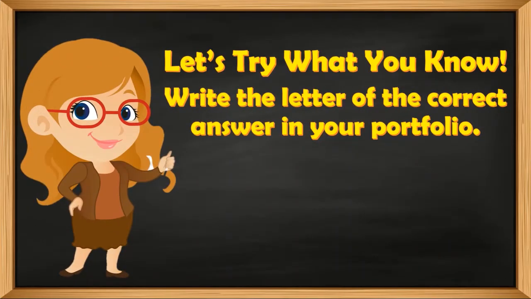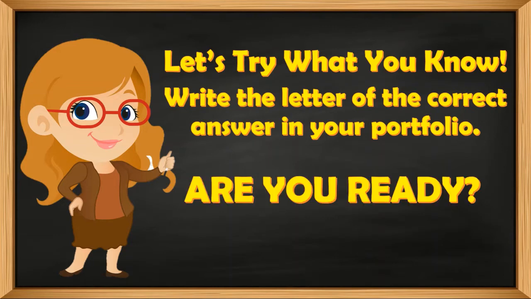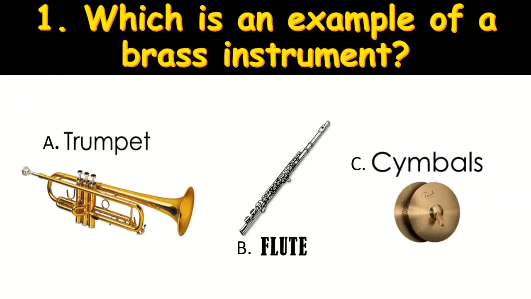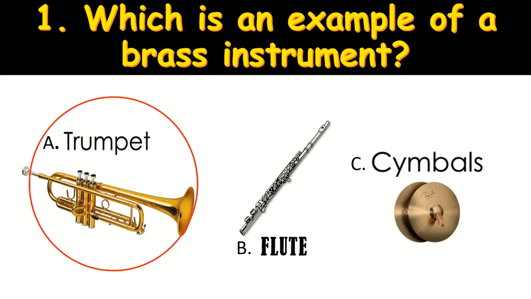Let's try what you know. Write the letter of the correct answer in your portfolio. Are you ready? Number 1. Which is an example of a brass instrument? Correct. The trumpet.